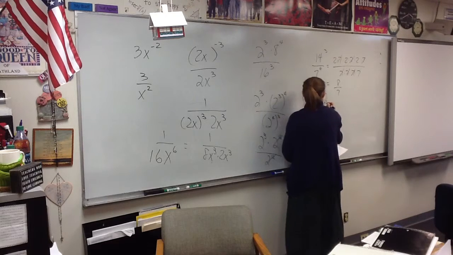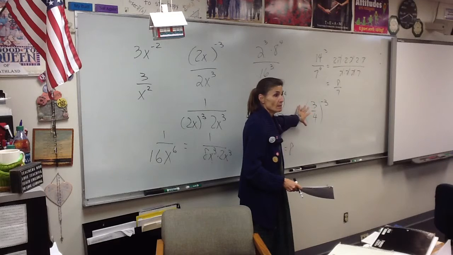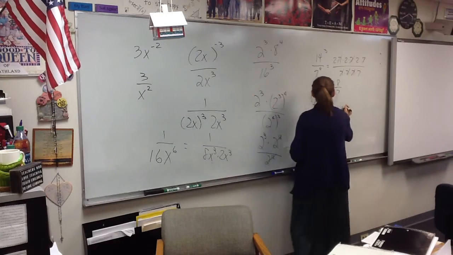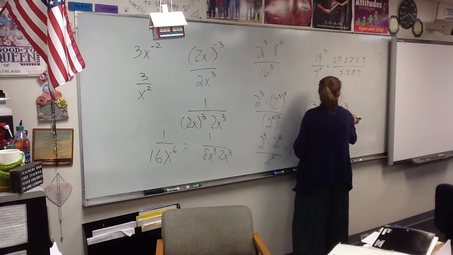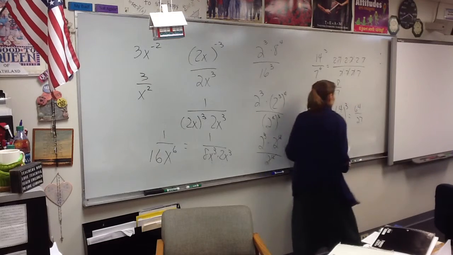3/4 to the negative third. That whole fraction has a negative exponent, right? So the whole fraction is going to turn over. So we have 4/3 to the third, which is 64 over 27.